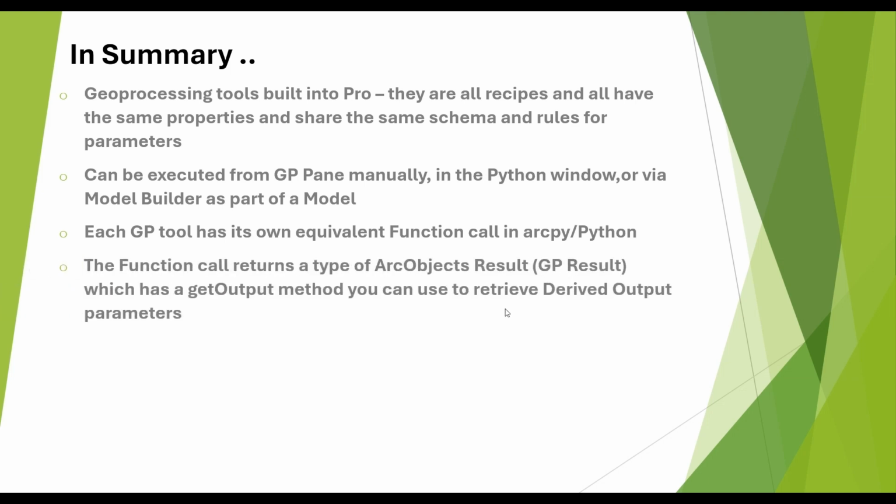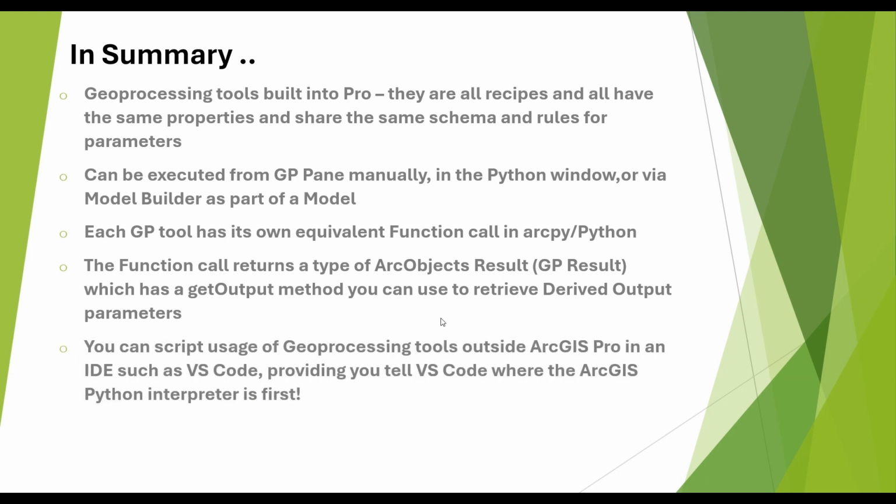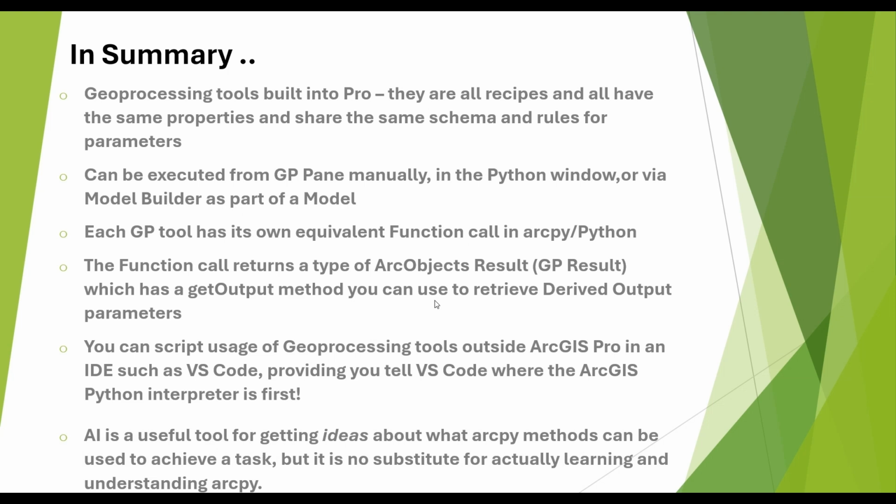The function call returns a type of ArcObjects result, which has a getOutput method you can use to retrieve the derived output parameters. And you can script the usage of geoprocessing tools outside ArcGIS Pro in an IDE such as Visual Studio Code, providing you tell VS Code where the Python interpreter is first. And AI is a useful tool for getting ideas about what Arcpy methods can be used to achieve a task, but it is no substitute for actually learning and understanding Arcpy.